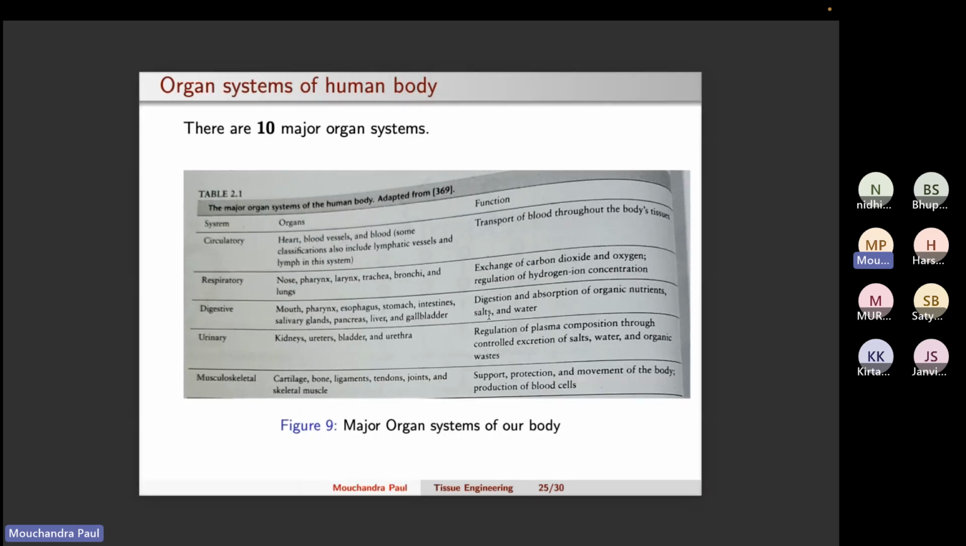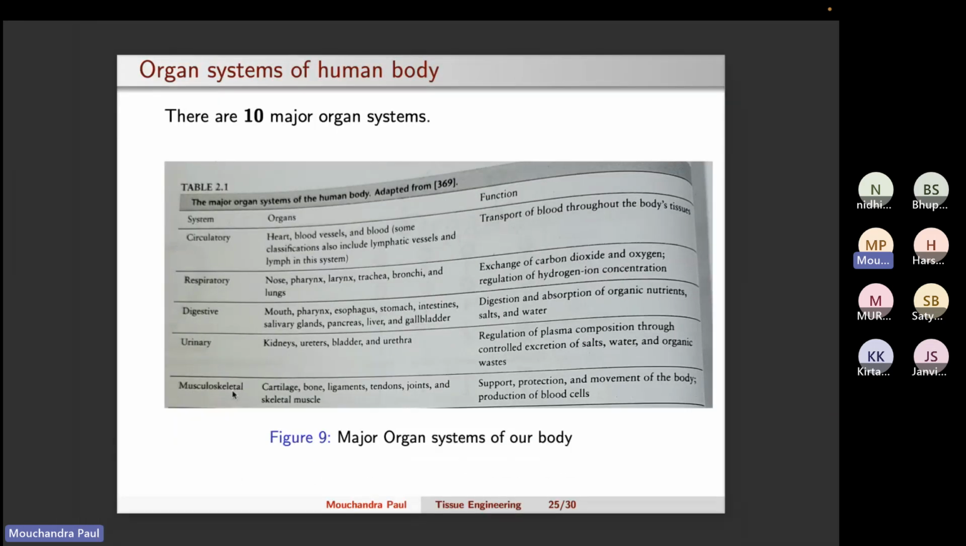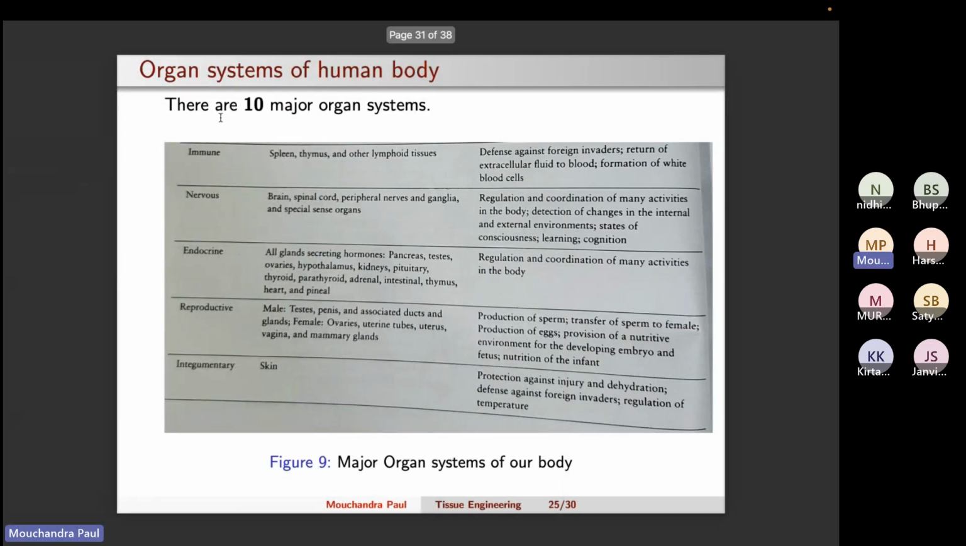In our body, there are 10 organ systems. You can see from this table, five of them are listed here: circulatory, respiratory, digestive, urinary, and musculoskeletal. These are five of the 10 organ systems present in our body, and the rest five are the immune system, nervous system, endocrine, reproductive, and integumentary system.